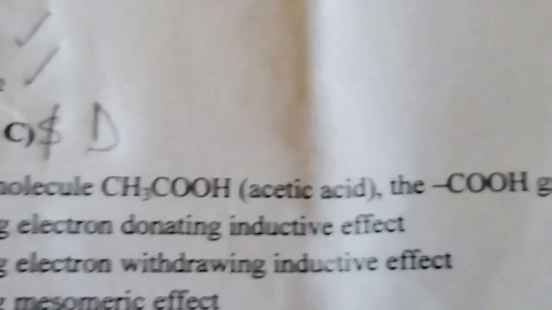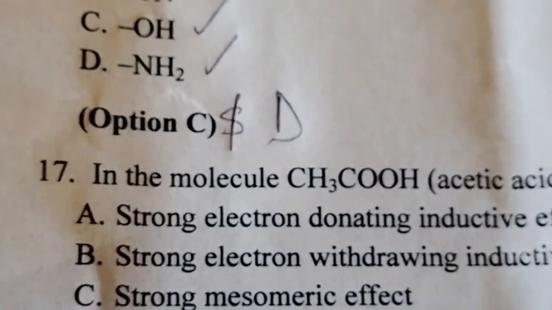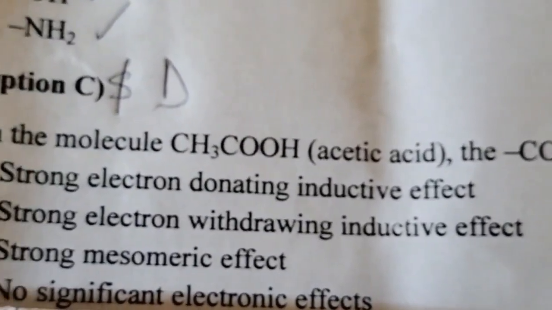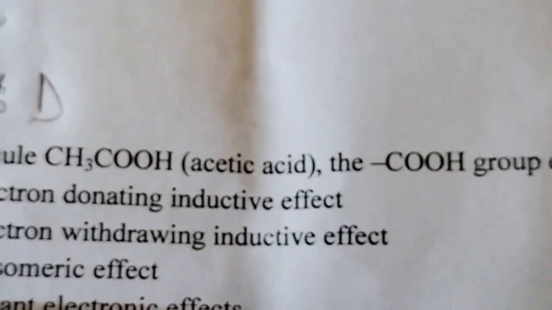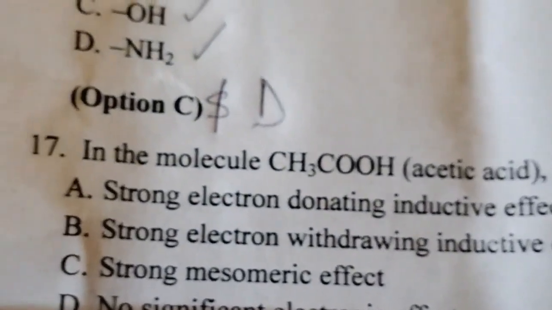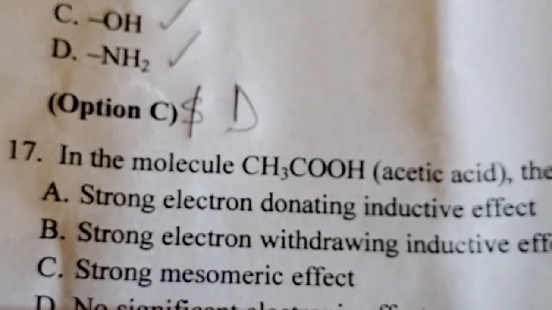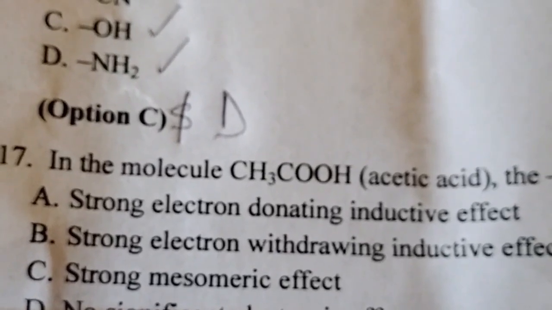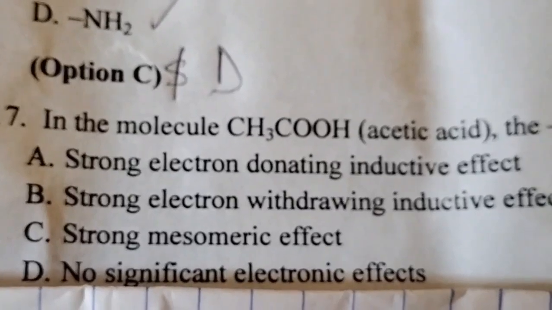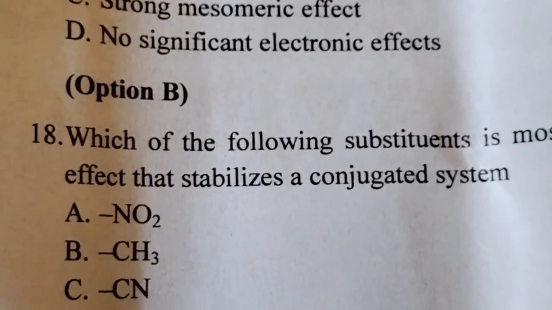The correct answer is rather B, not A, please. B, strong electron withdrawing inductive effect. Because the carboxyl group is highly electronegative, it withdraws electrons from the nearby carbon, the carbon on the methyl group. So it will exhibit a strong electron withdrawing effect, not donating. The carbon on the methyl group becomes partially positive. So you exhibit a negative inductive effect by withdrawing electrons. So the answer is B for 17, not A.